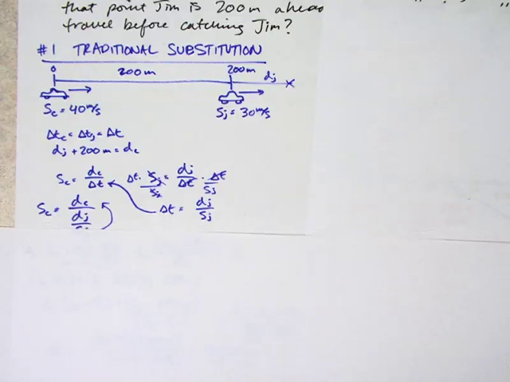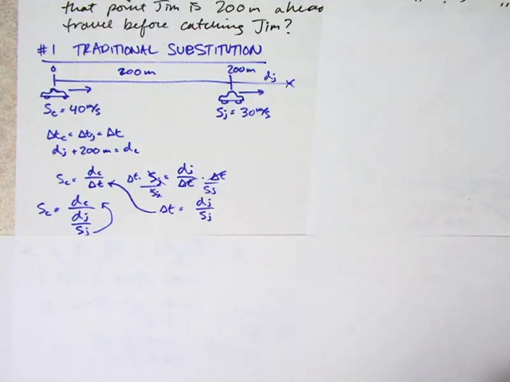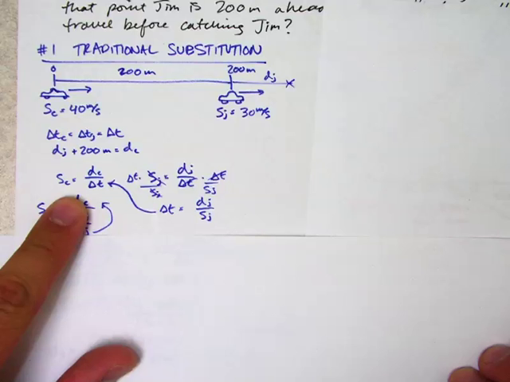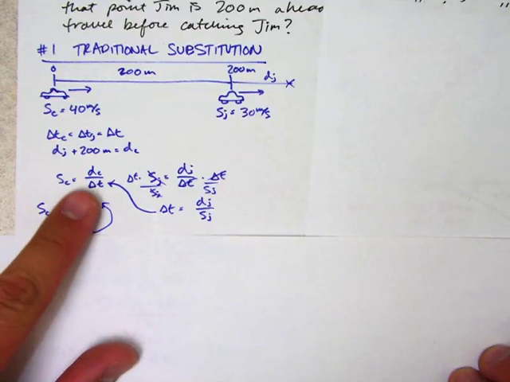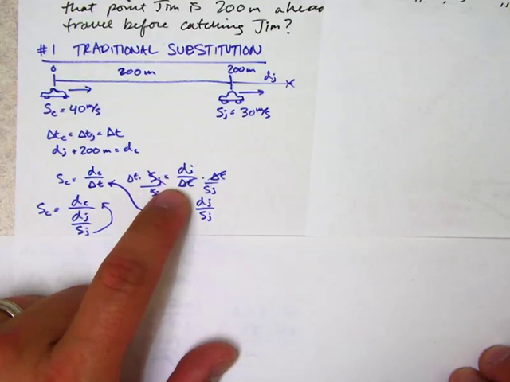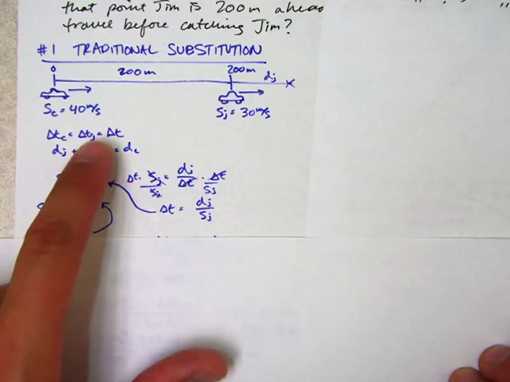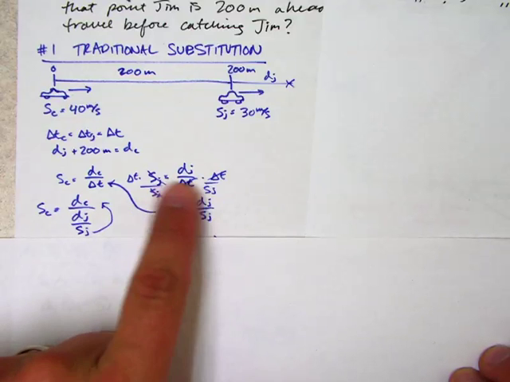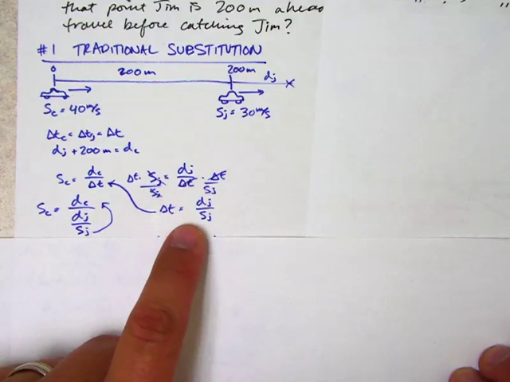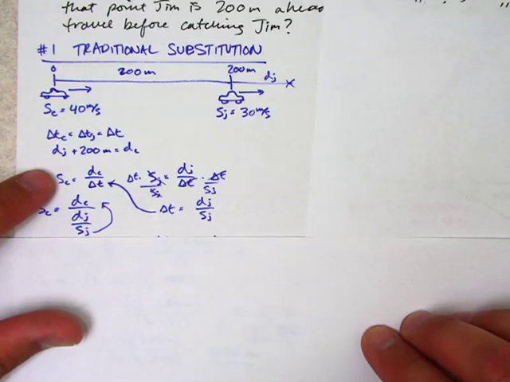Now I've already solved this through, so why don't I just show you a bit at a time. I set up a relationship for the speed of the car, which is the distance of the car over the time. I set up a relationship for the speed of Jim, which is the distance Jim travels over a certain amount of time. And what I wanted to do was use the fact that the times will be the same. I solved the equation for Jim's speed for time, which is the distance of Jim over the speed of Jim, and then substituted that back into the equation for the speed of the car.